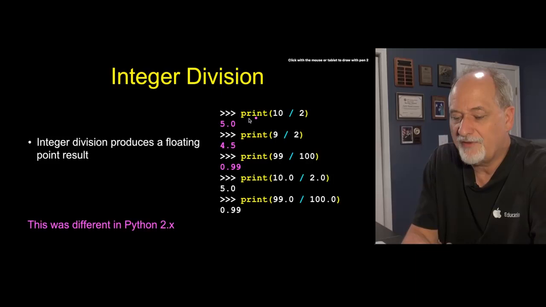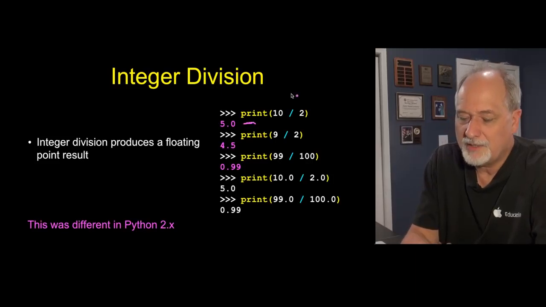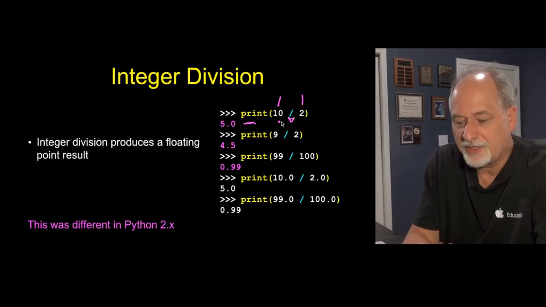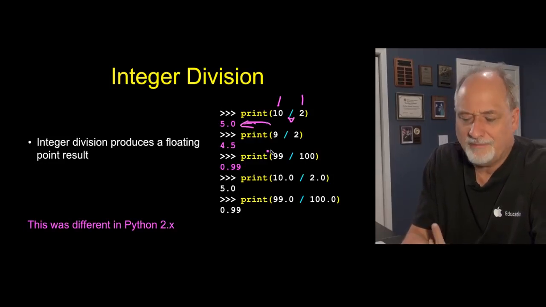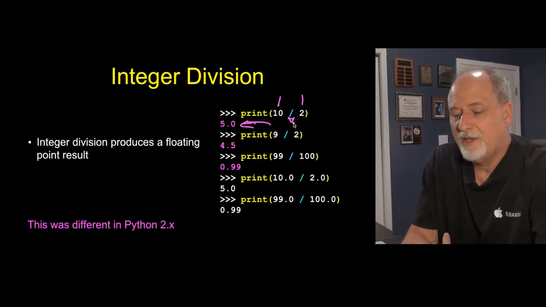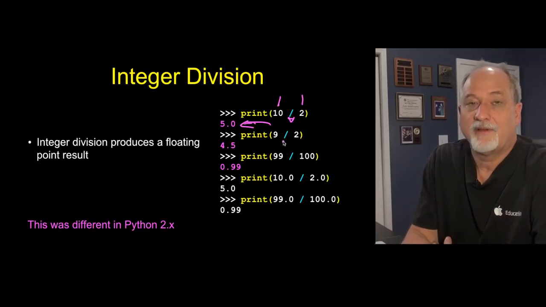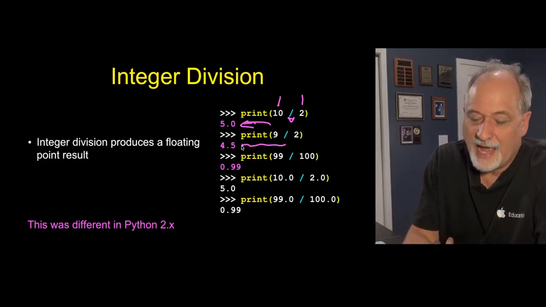10 divided by 2 is 5.0. And the weird thing here is these are both integers, but the division forces the result of the calculation to be a floating point number. And this, you know, 10 over 2 could be 5. But 9 over 2 is 4.5. And so that is accurate.